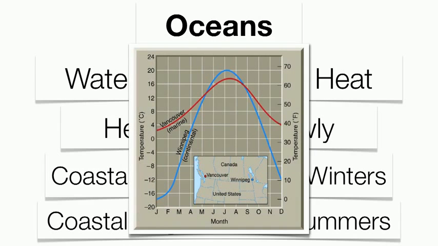And you can see here the difference between Vancouver, which is a coastal city, compared to Winnipeg, which is a more inland or continental city. You see that Vancouver has much, much warmer winters and a little bit cooler summers compared to Winnipeg, which has very cold winters and relatively warmer summers. And the reason why Winnipeg has such a big difference in yearly temperature is very simply because land has a low specific heat. It heats quickly and it cools quickly.